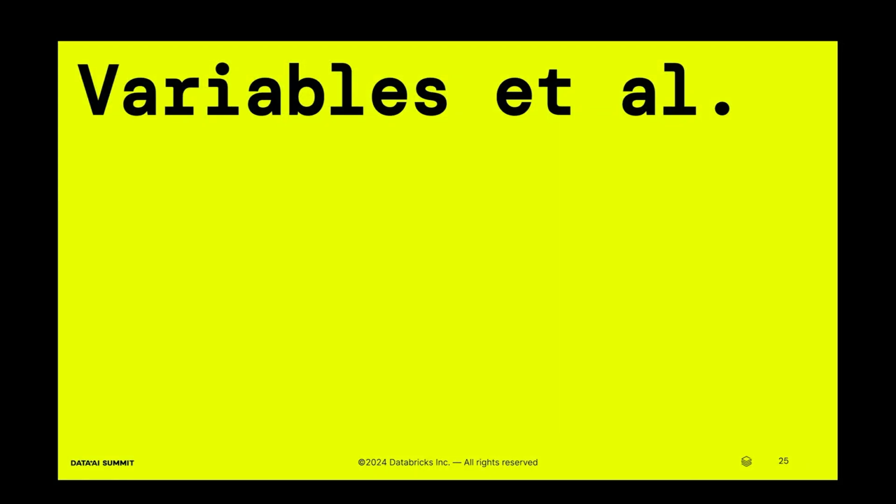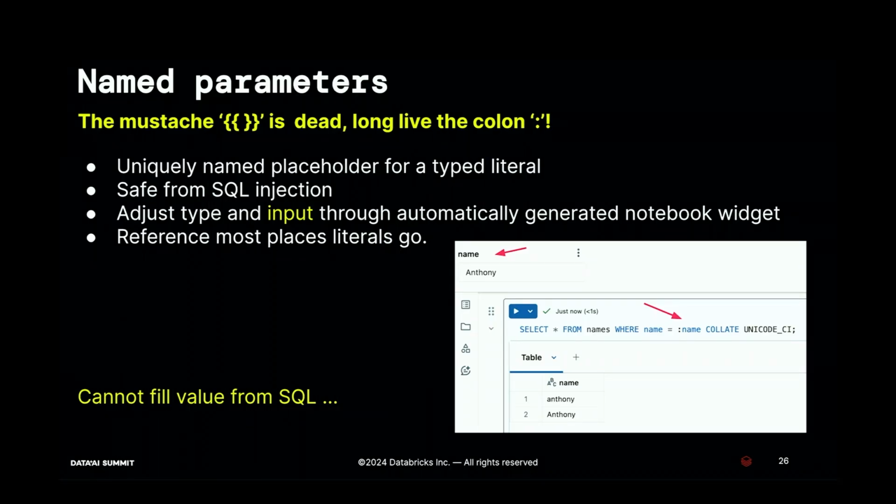New topic, variables. One of my favorite. So a while ago we introduced named parameters and unnamed parameters. I'm going to focus on named parameters here because it's interesting from a DB SQL point of view. That's a fairly new feature. So in the past, when you wanted to use widgets, you had these mustache thingies, and it did text substitution, which is not very nice.